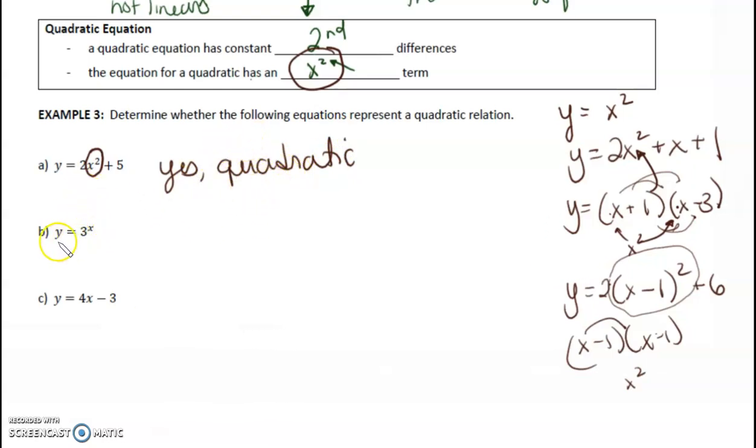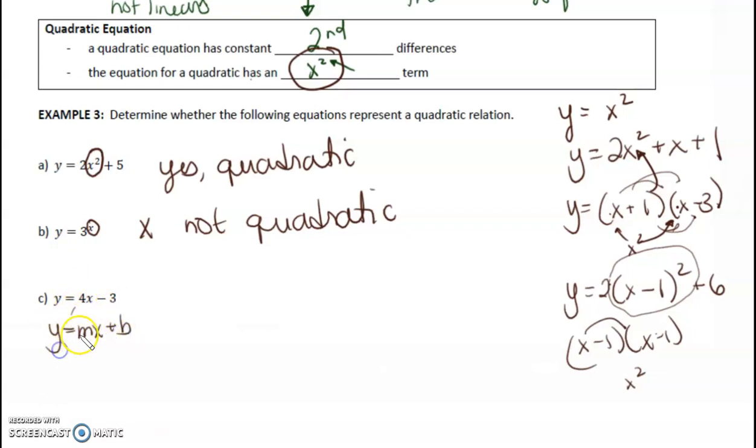So what about this one? We have y equals 3 to the x. This is not squared, so this is not quadratic. If we have a variable in the exponent, it is not quadratic. And now finally C, we have y equals 4x minus 3. You might see that as a line, right? y equals mx plus b. But if you can't recall that, that's okay still. This x value is to the exponent 1, so not quadratic.